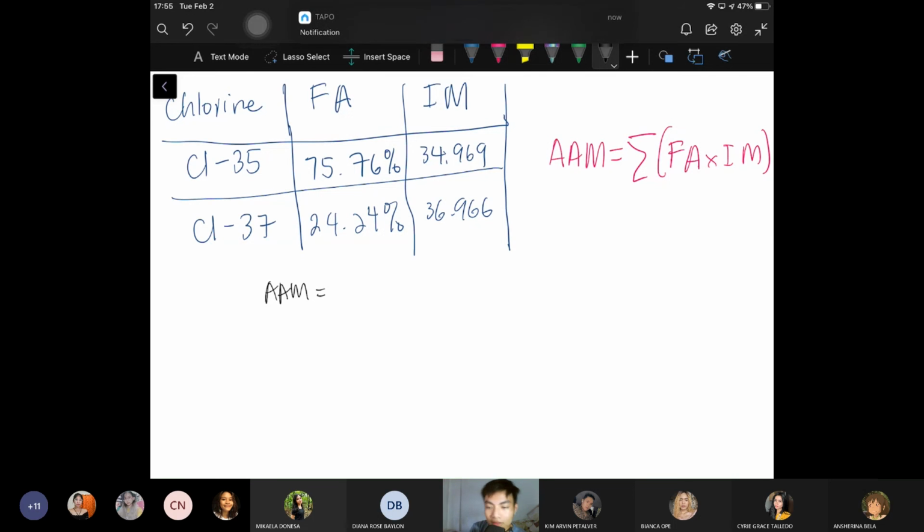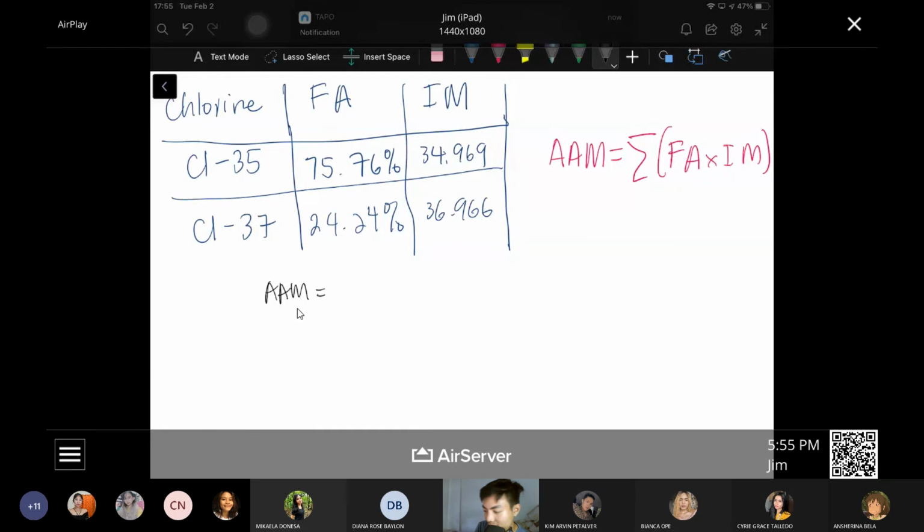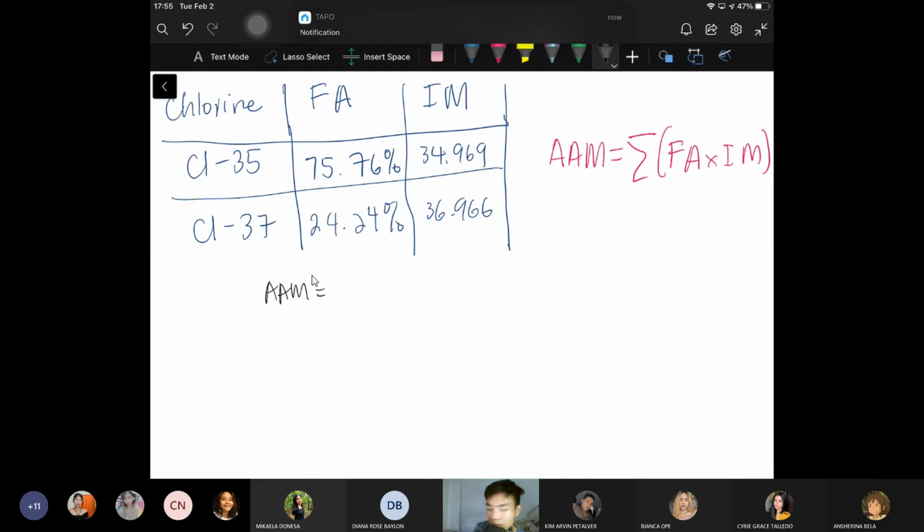Pindot ko pala yung mute. Kakapindot ko ng keyboard nitong mouse. Okay. So anong mangyayari sa atin? I-multiply natin yung Fa with Im. Paki-ready calculator nyo.